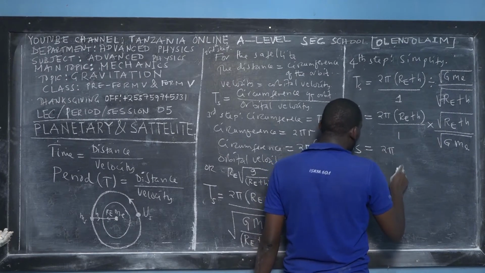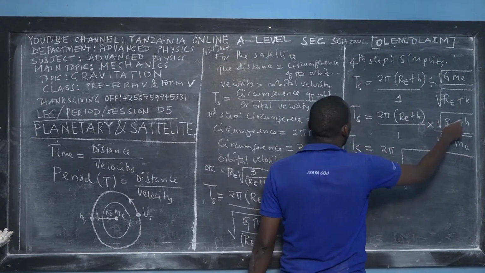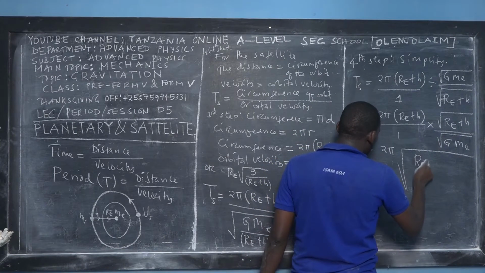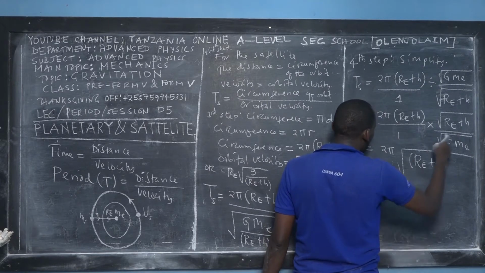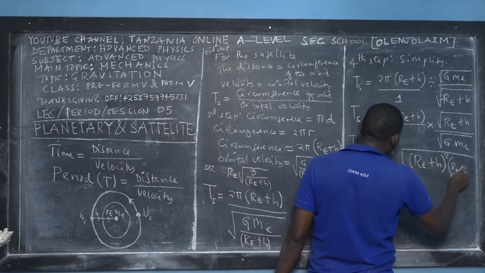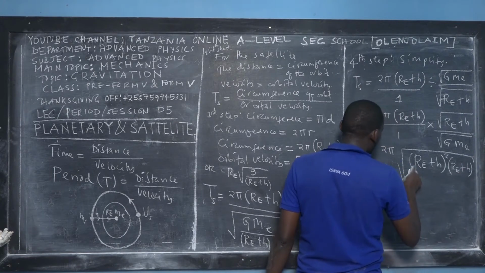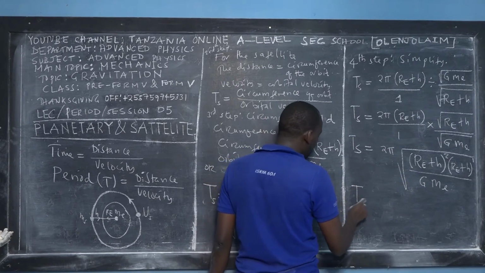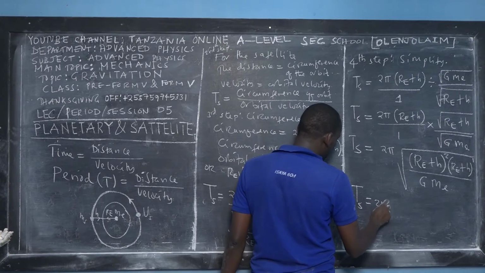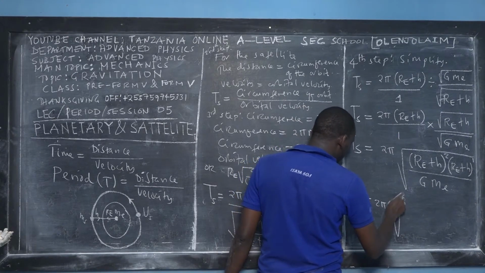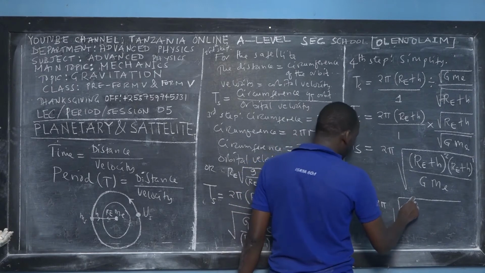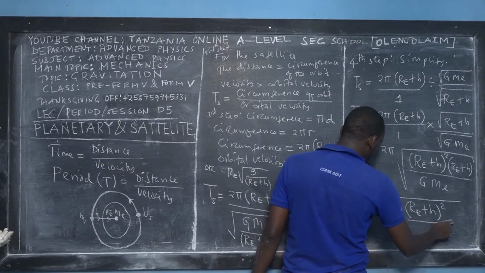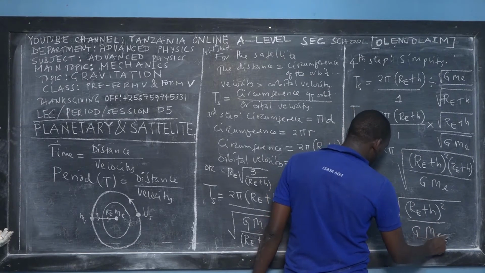Twice pi. So if I want now to plug this value into the square root, then we are going to have the radius of the Earth plus the height squared, multiplied by the radius of the Earth plus the height to the power 1. So then we divide by gravitational constant times mass of the Earth. So now the period of the satellite will be given as 2 pi, and then we have the square root of the radius of the Earth plus the height, cubed, divided by gravitational constant times mass of the Earth.